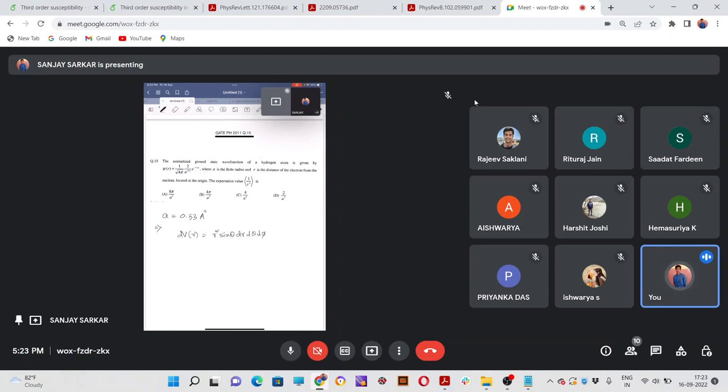I had to cover the theory very briefly and fast because otherwise we won't get time to solve questions. The motive of this session is to solve GATE questions.